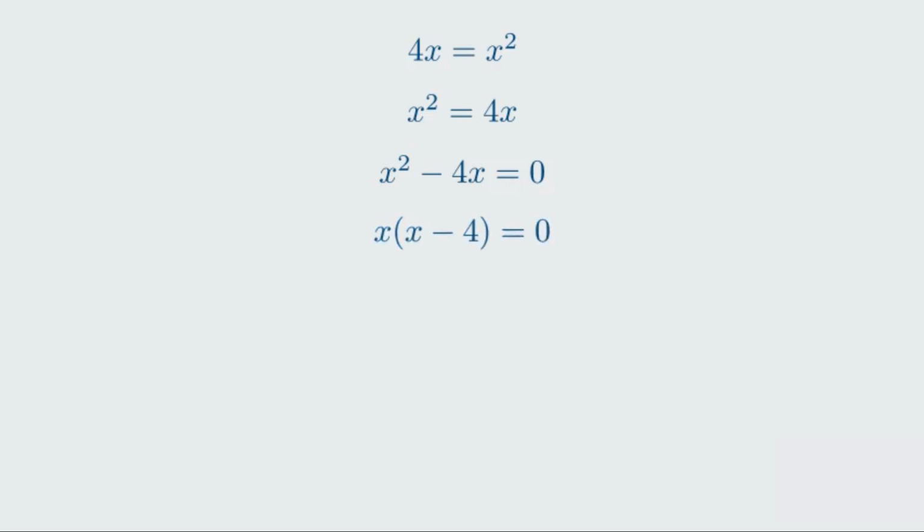Using the zero product property, we know that for this product to be 0, one or both of the factors must be 0. This gives us two potential solutions, x equals 0 or x minus 4 equals 0, which means x equals 4. So, our algebraic process has given us two potential solutions, x equals 0 and x equals 4. But we're not done yet. We must always check our solutions in the original equation, especially when we've squared both sides. Squaring can sometimes introduce extraneous or false solutions.